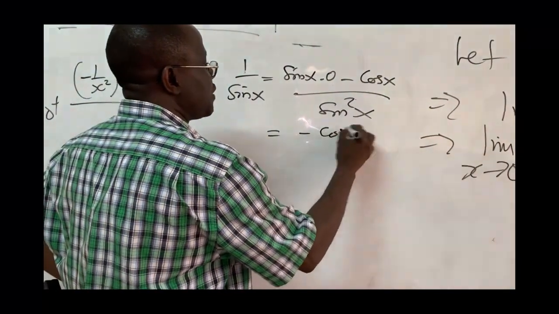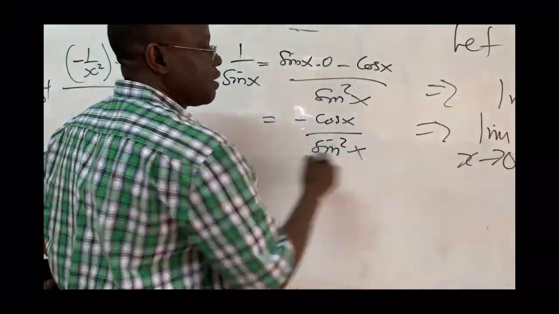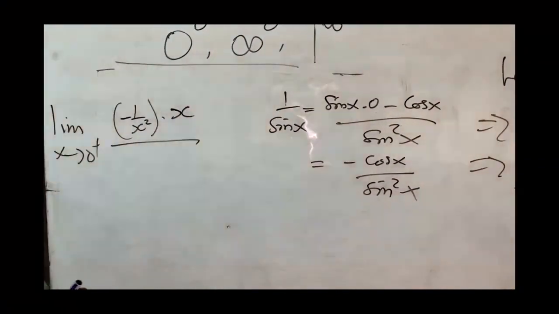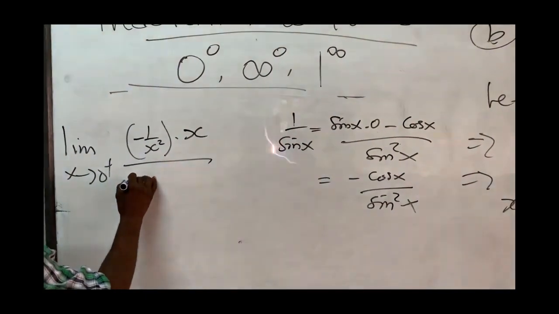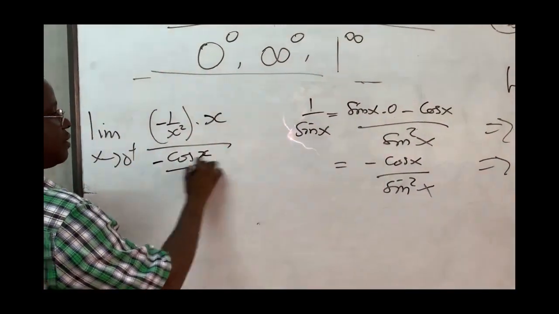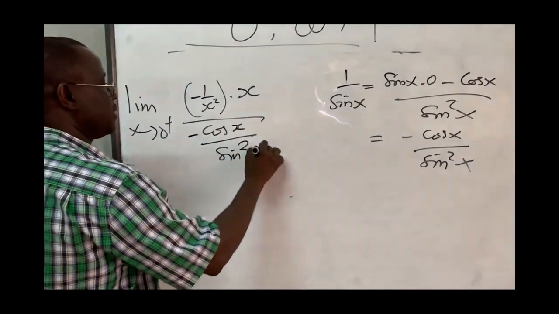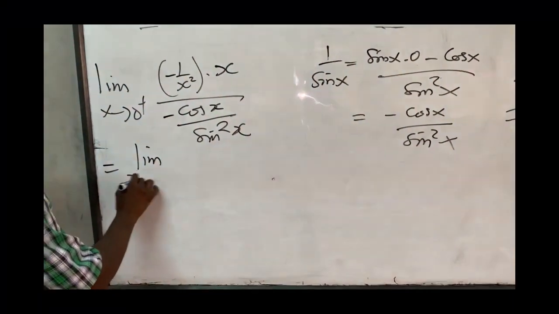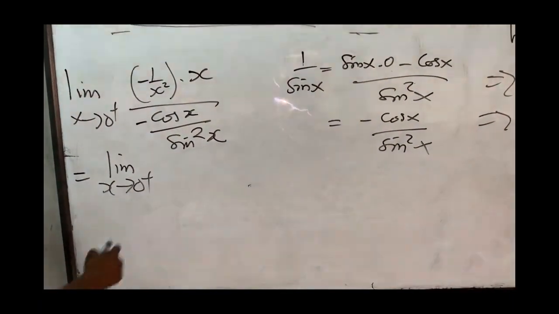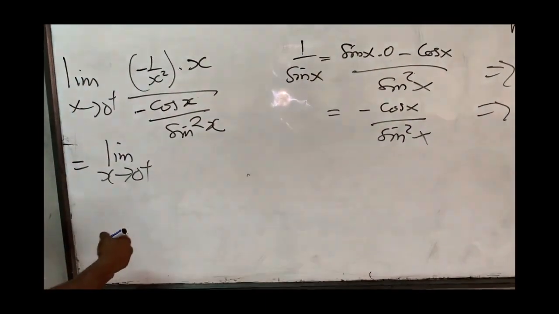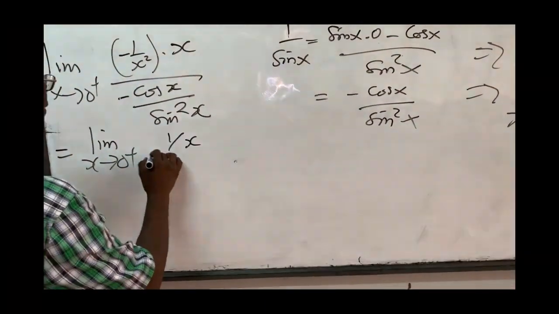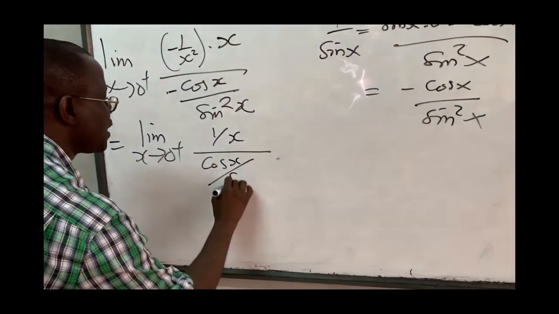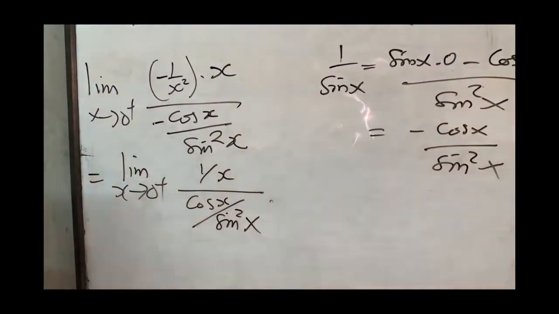So basically you have negative cosine of x all over sine squared of x. Okay, so you get this. So down there, you're going to have minus cos x all over sine squared of x. All right, so this is equal to the limit as x goes to 0 positive, well, the negatives cancel. I have 1 over x up here. I'm going to have cosine of x all over sine squared x.